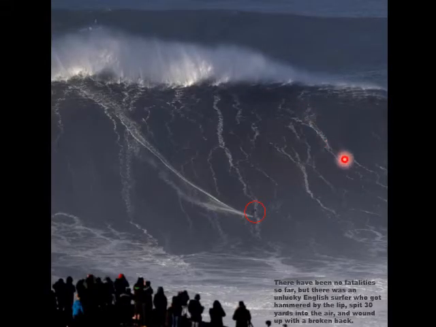So far, no one's died. There have been no fatalities yet. But a few years ago, there was an unlucky English surfer who got completely hammered by the lip. He was blasted 30 yards into the air, and he wound up with a broken back.